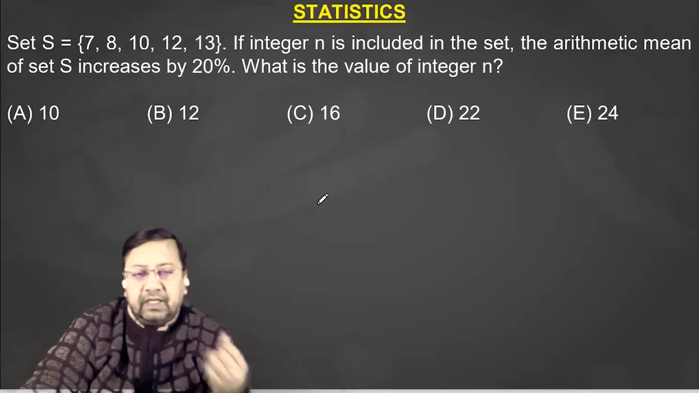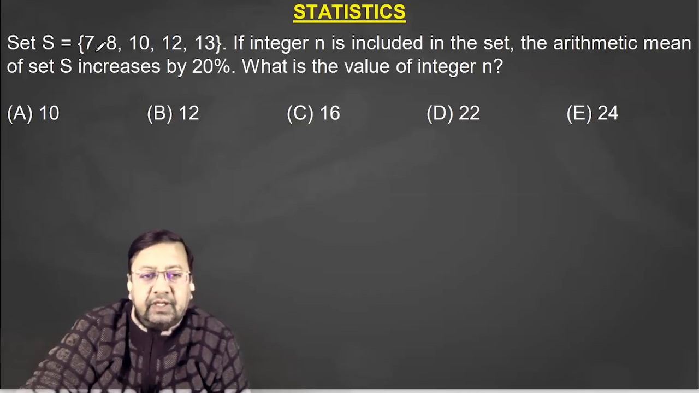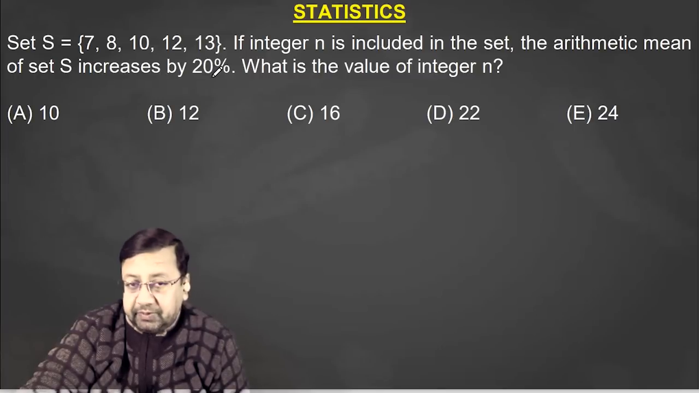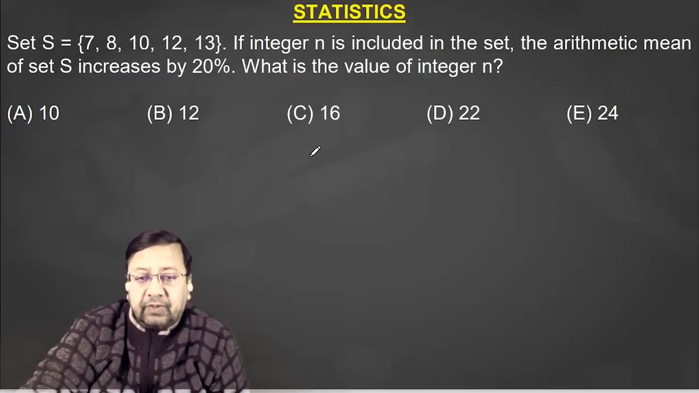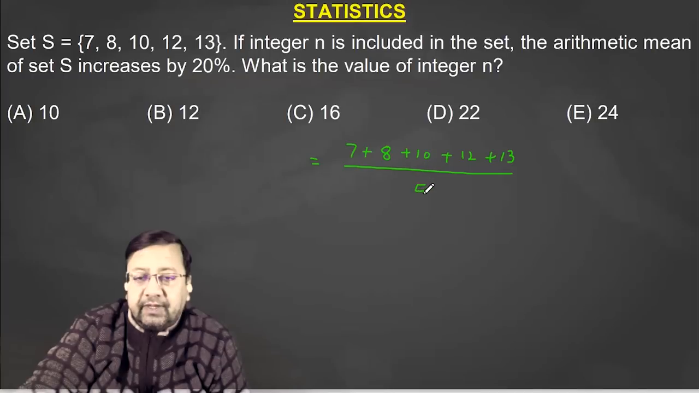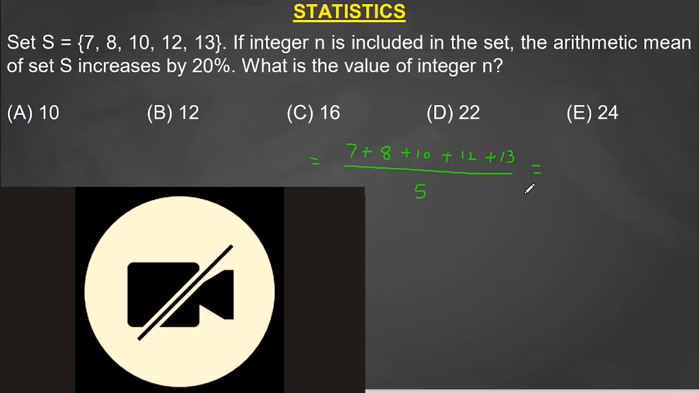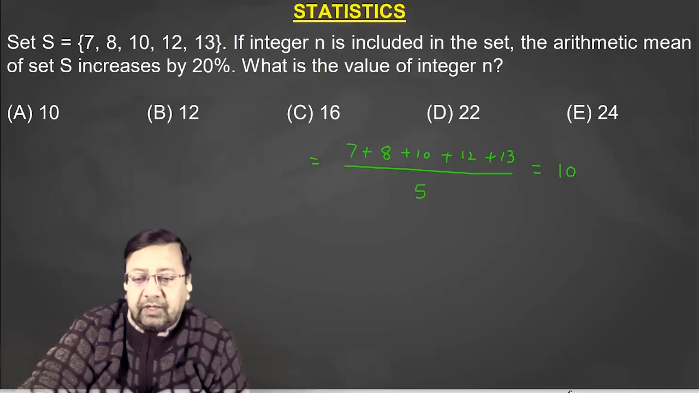Okay. So see, set S has 7, 8, 10, 12, and 13. If integer n is included in the set, the arithmetic mean of the set increases by 20%, right? So first I calculate the arithmetic mean of this. 7 plus 8 plus 10 plus 12 plus 13. How many values do I have? 5. So this is divided by 5. So what is the value, Shashank, here? It's 10, right? This is coming out to be 10.